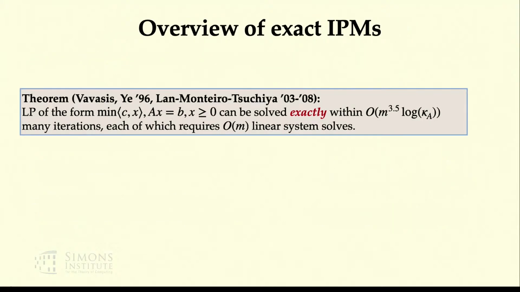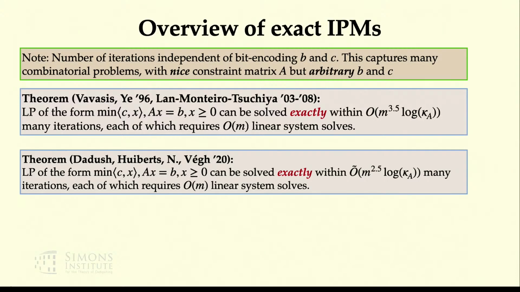Let me now give an overview of what is out there for exact IPMs that do overcome this issue. So there was the first interior point method by Vavasis and Ye in 1996, and there were follow-up works by Lan, Monteiro, and Tsuchiya that showed that you can design an interior point method that solves LP exactly within this many iterations, and each of these iterations can be computed in strongly polynomial time, and every iteration requires order n many linear system solves. We sped that up in 2020, where we showed that m to the 2.5 many iterations suffice.